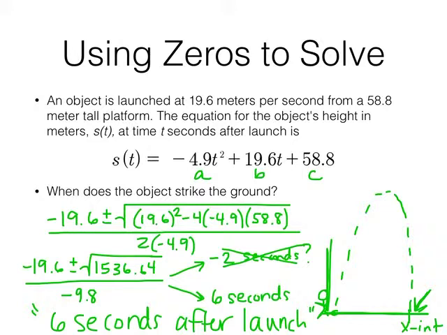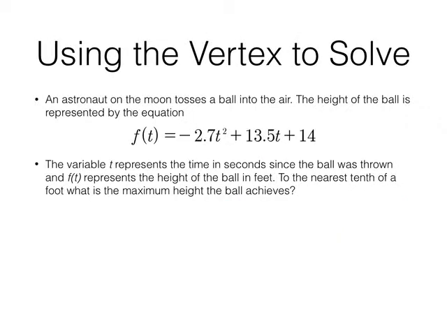Okay, last type of question for this. Using the vertex to solve. So this time, we're going to use the vertex. Let's look at the problem. An astronaut on the moon tosses a ball into the air. The height of the ball is represented by this equation. Again, we are given the equation because we're not physics students. We don't know how to write that yet.